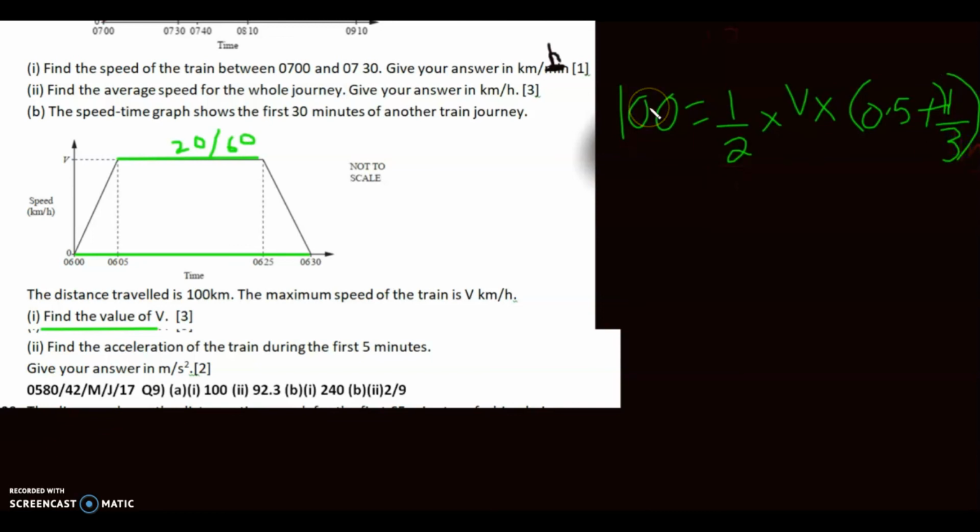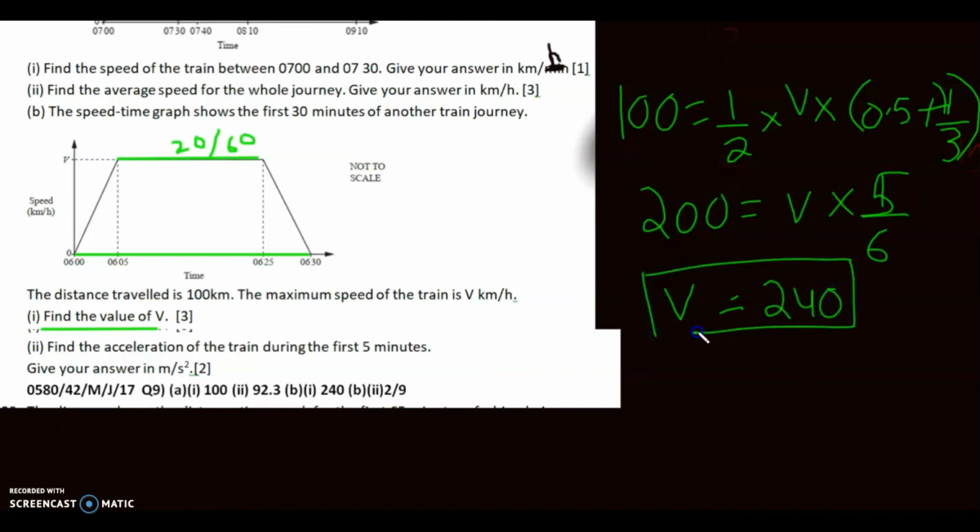So now make v the subject from here. So we get 200 equals v times, what is 0.5 times 1 upon 3? We get 1 upon 6. Solve this and we get 200 times 6. Sorry, this would be 5 upon 6. So now 200 times 6 divided by 5 is equal to v, which is 240. So v comes out to be 240.